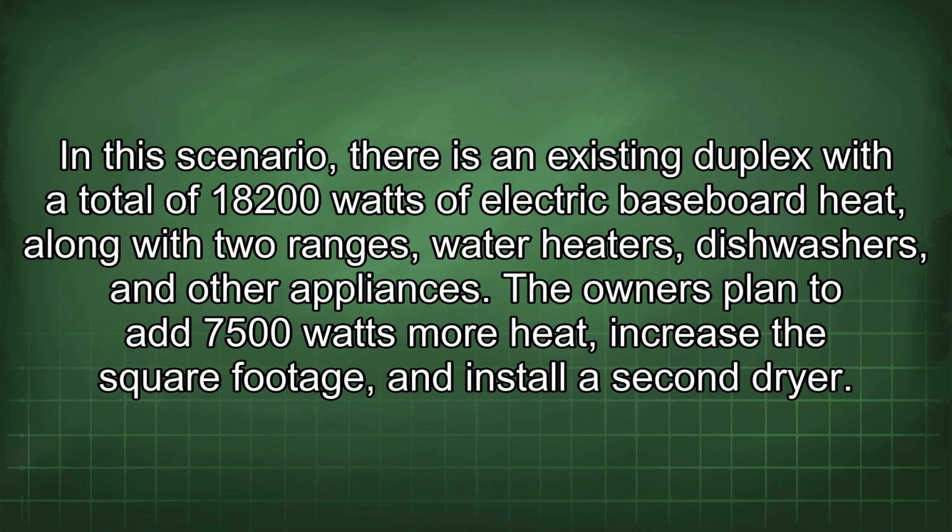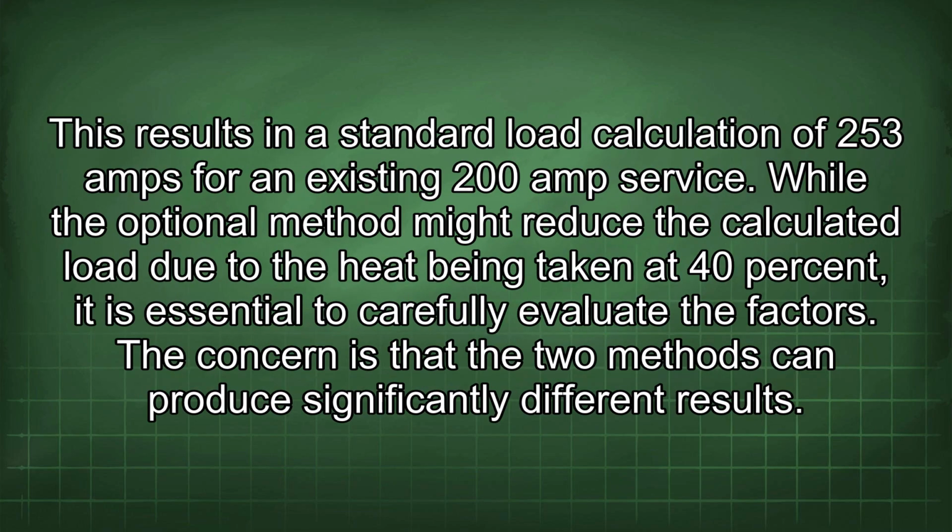In this scenario, there is an existing duplex with a total of 18,200 watts of electric baseboard heat, along with 2 ranges, water heaters, dishwashers, and other appliances. The owners plan to add 7,500 watts more heat, increase the square footage, and install a second dryer. This results in a standard load calculation of 253 amps for an existing 200 amp service.